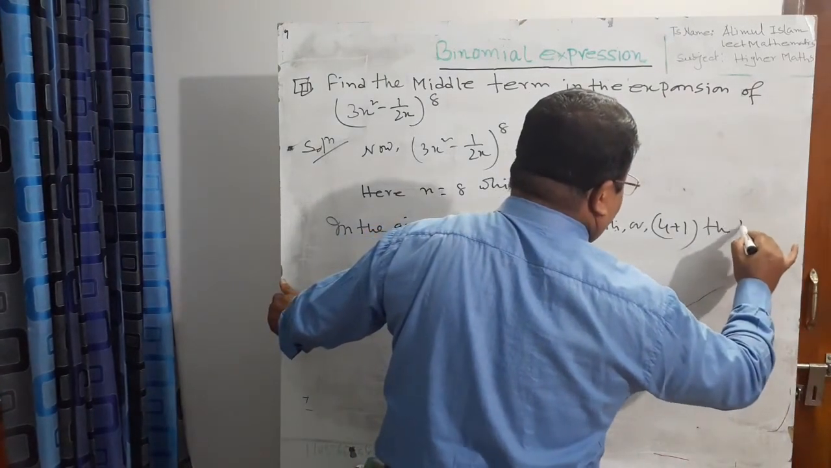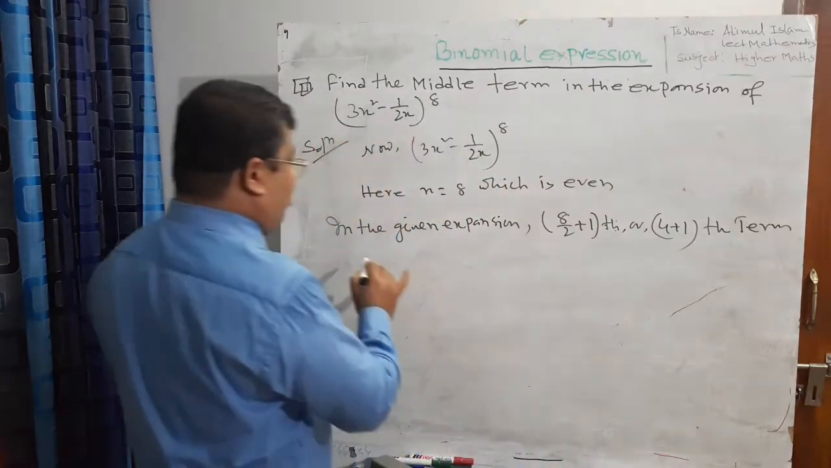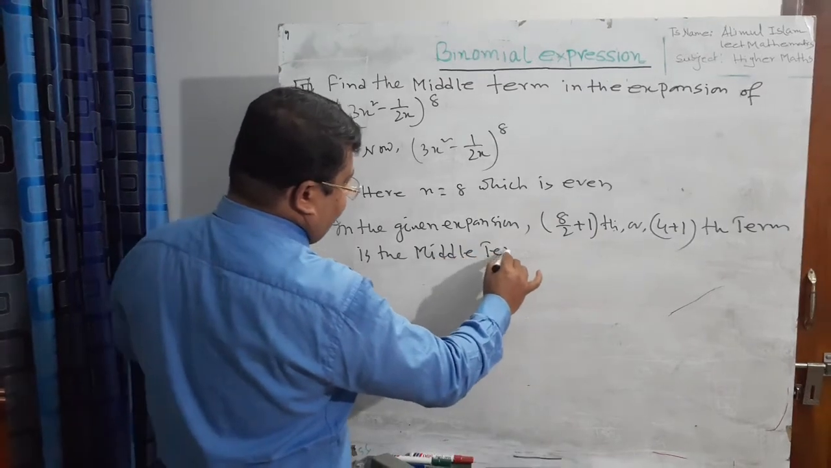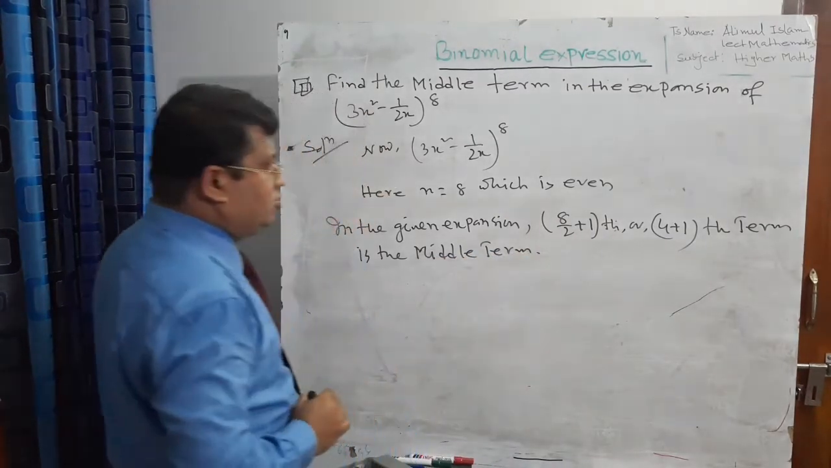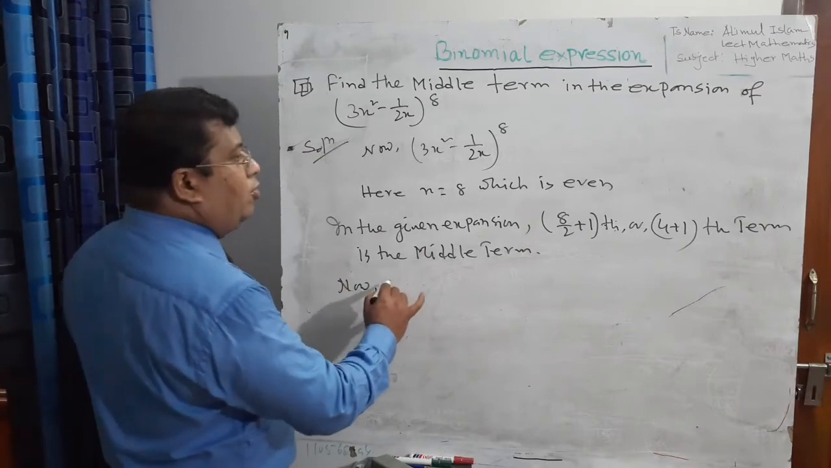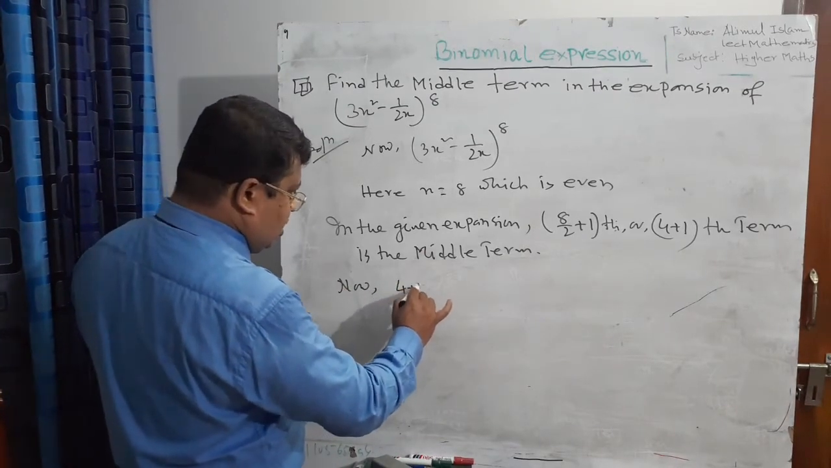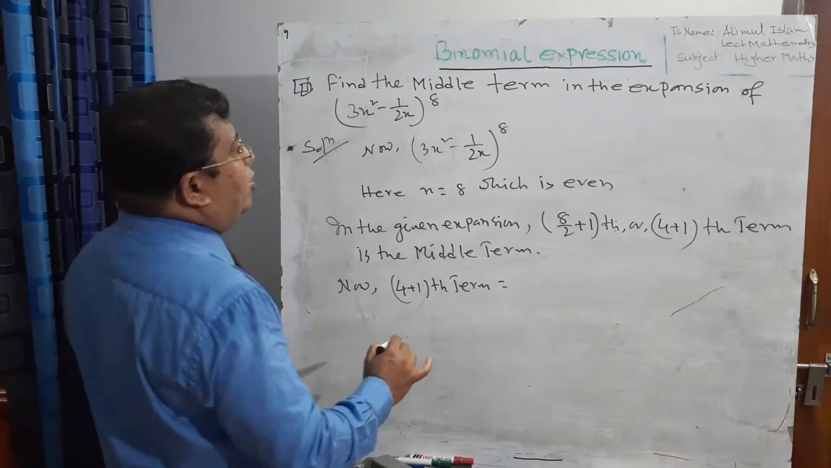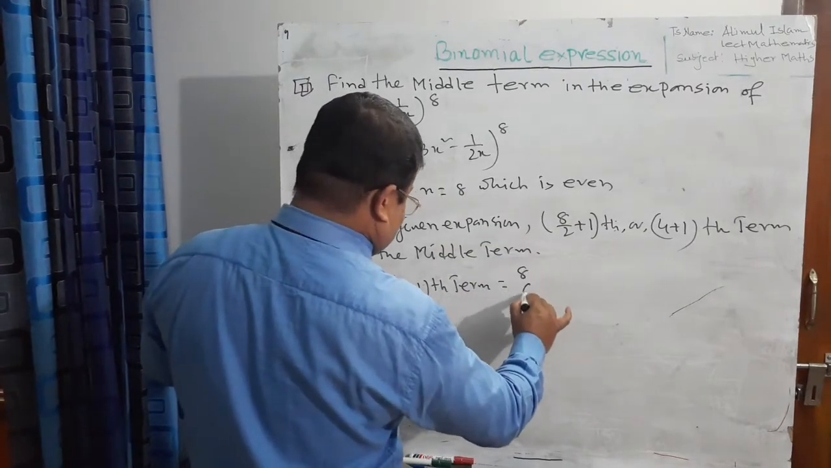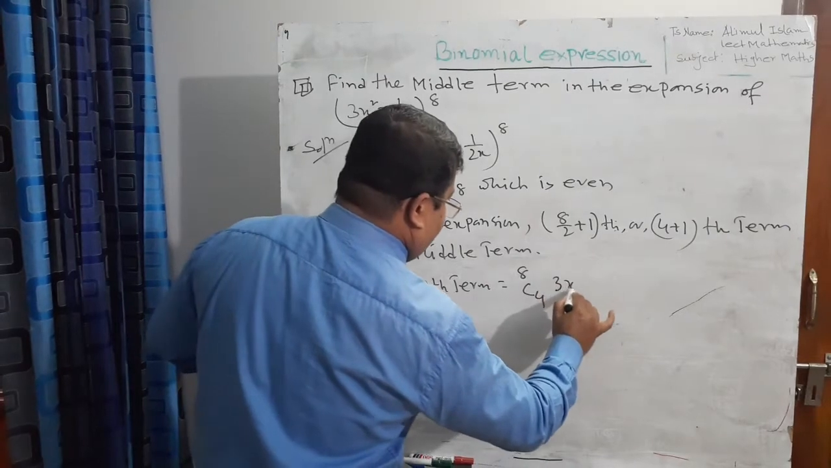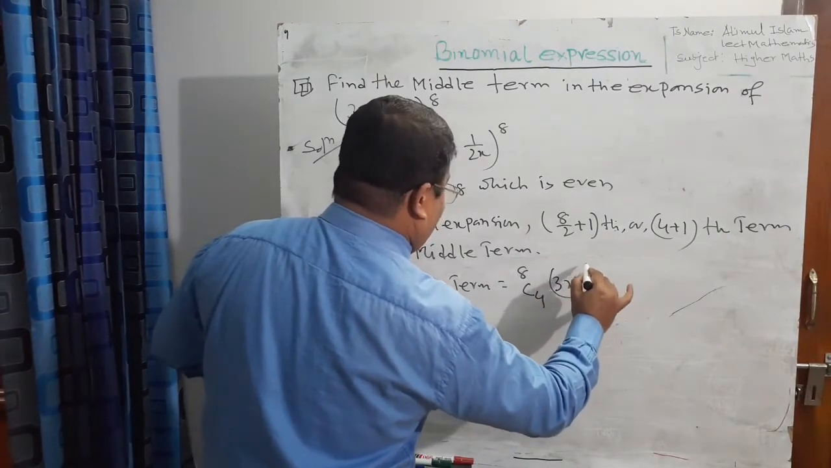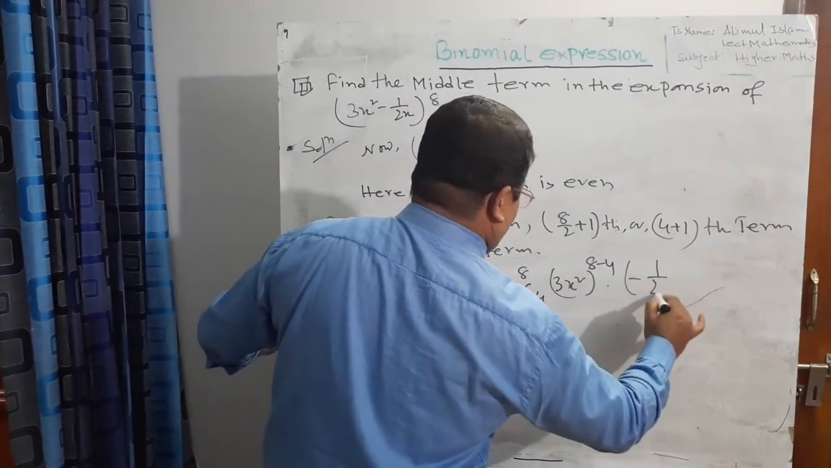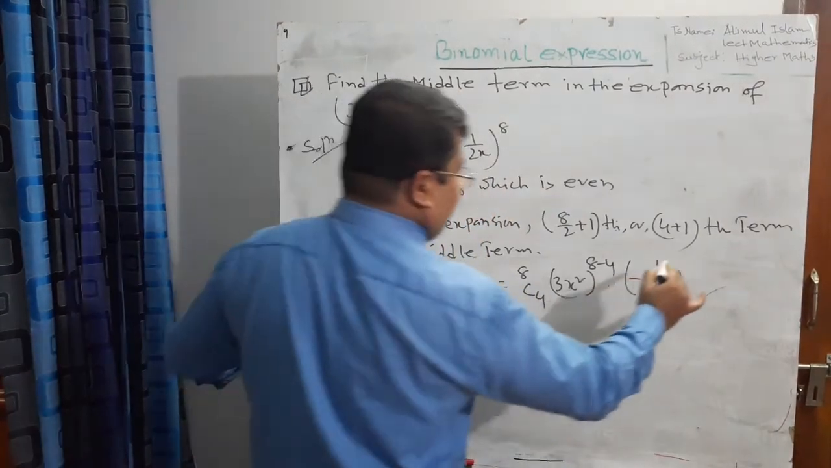The 4 plus 1 term is the middle term of the given expansion. Now you can write nCr, that means 8C4, (3x squared) to the power n minus r, 8 minus r, into (minus 1 by 2x) to the power r.